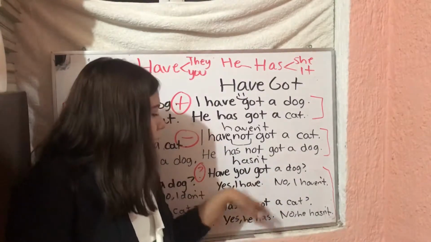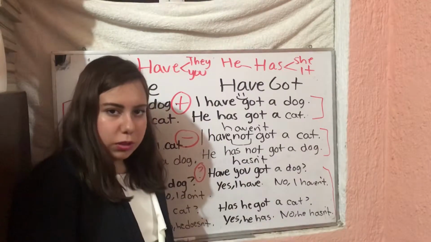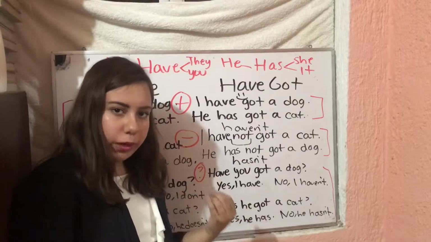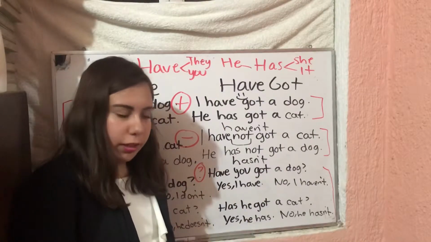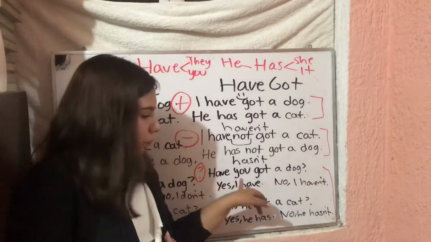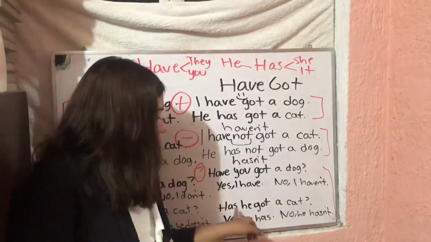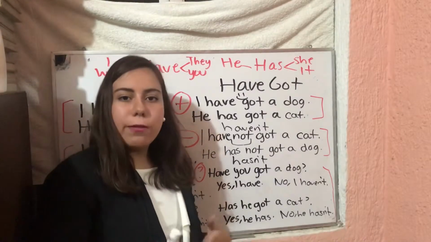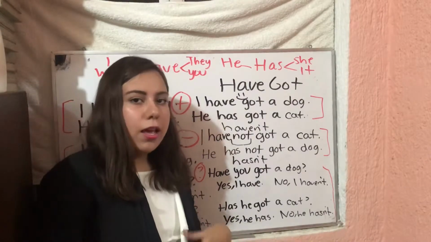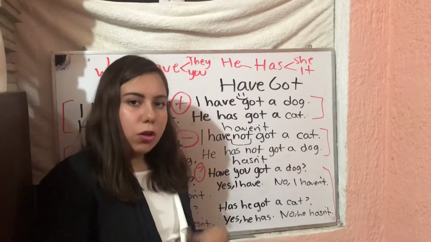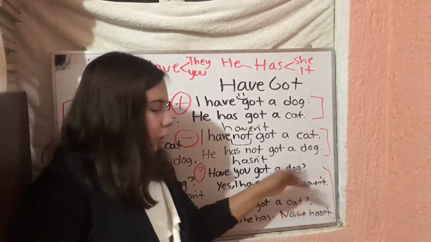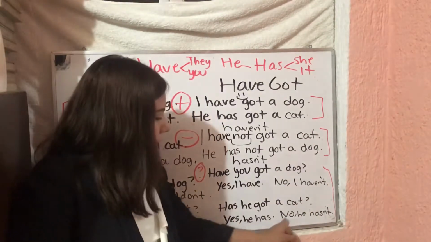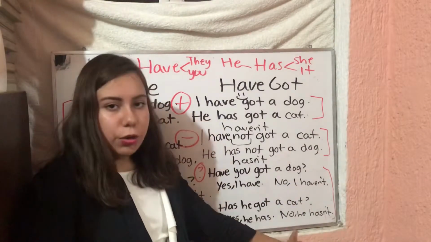¿Ok? Y para preguntas. Acá empezamos las preguntas con el auxiliar do o does. Aquí voy a empezar con el have o el has. Obviamente dependiendo del sujeto. Entonces have, sujeto, got. Has, sujeto, got. Entonces sería have I got, have we got, have they got, have you got, has he got, o has she got. Have you got a dog? ¿Tienes un perro? Yes, I have. No, I haven't. Has he got a cat? Yes, he has. No, he hasn't.